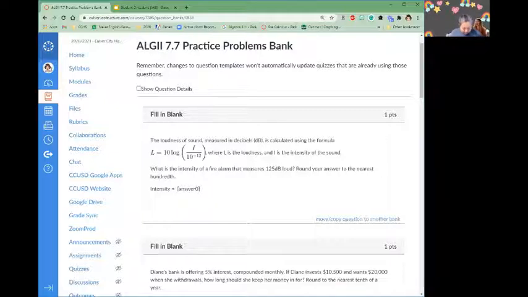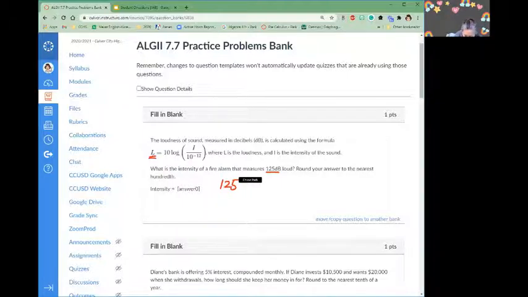Then the question is asking, what is the intensity of a fire alarm that measures 125 decibels loud, and round your answer to the nearest 100th, right? So now the letter L will be replaced by the given decibel value 125. We can start approaching this by filling in our information. The 125 indicates the loudness of the sound.